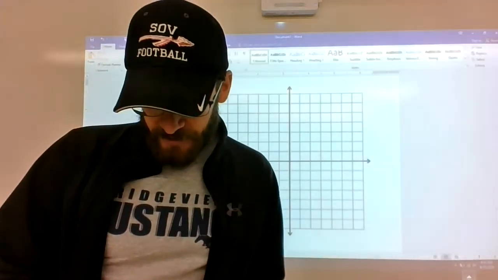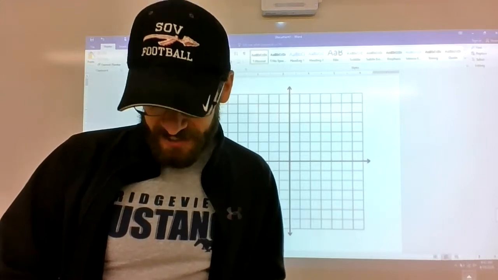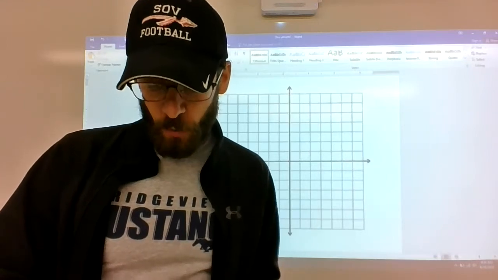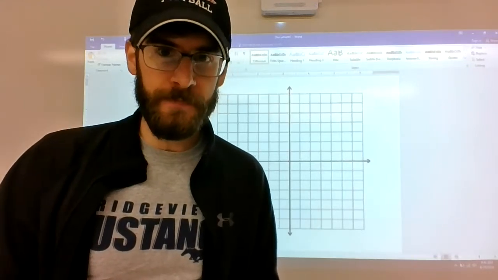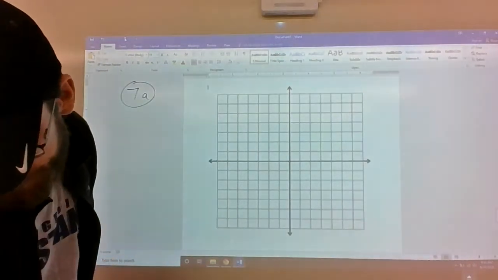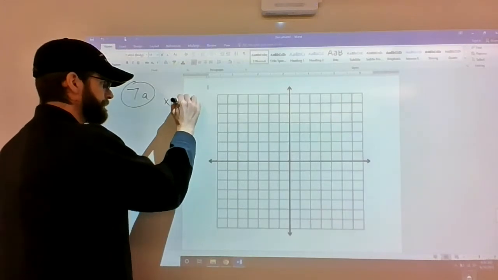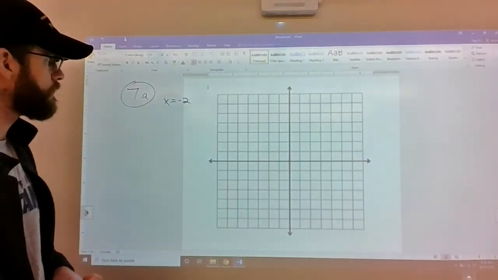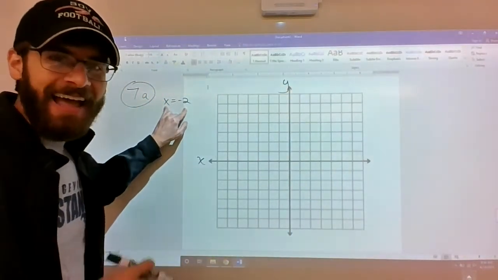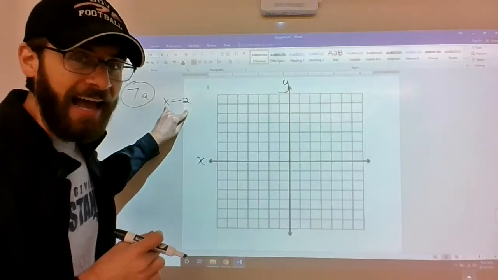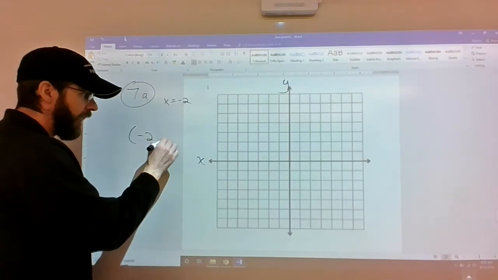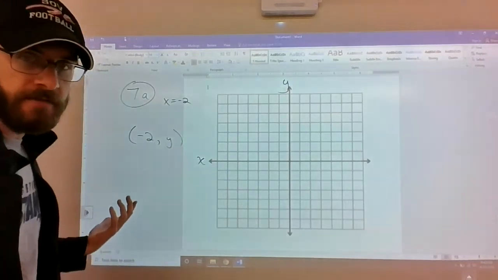Number 7 gives us 6 different situations. Describe the set of all points x, y in a coordinate plane that satisfy the given conditions. So 7a, we'll just start right here. X equals -2. Well, if we're talking about the xy plane, this is basically just saying every single point you plot has to have -2 for my x coordinate, and then y can be whatever you want it to be.